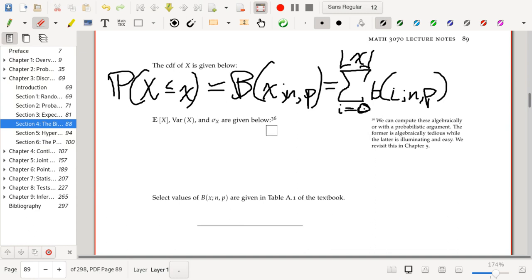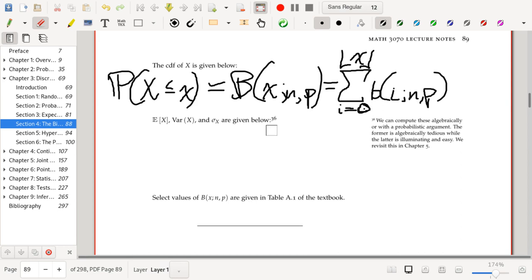And for that reason, with the exception of cases like some strange n or p, historically in this class, I would have students use the tables that were provided in the back of the textbook to work with the probability mass function. Or no, not the probability mass function. The cumulative distribution function.